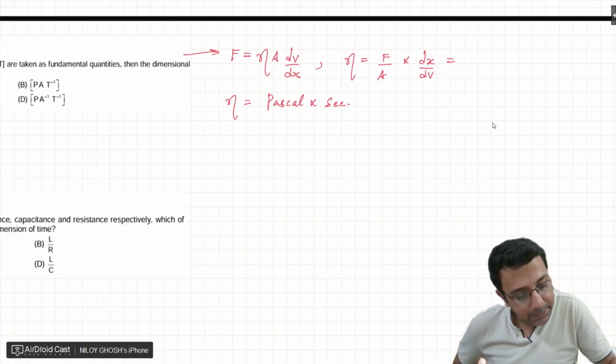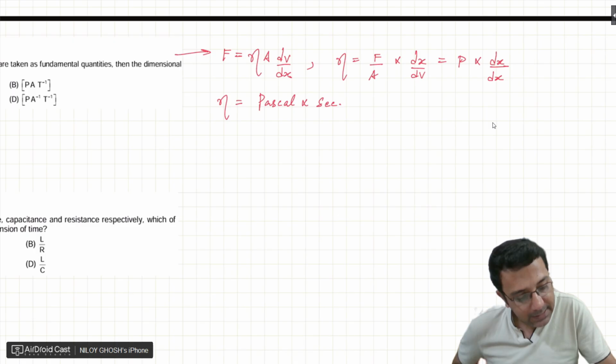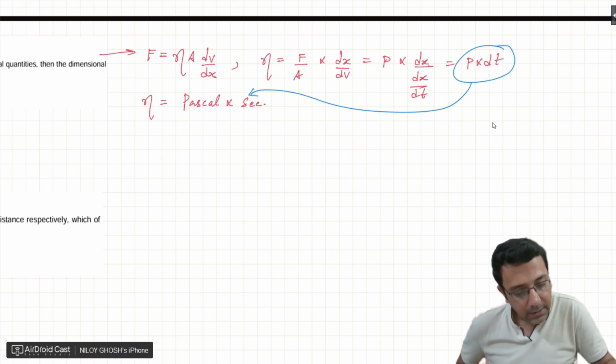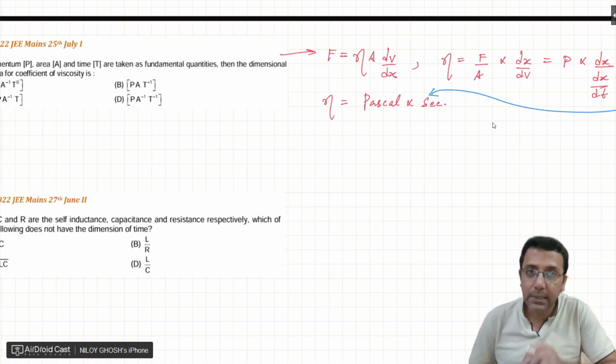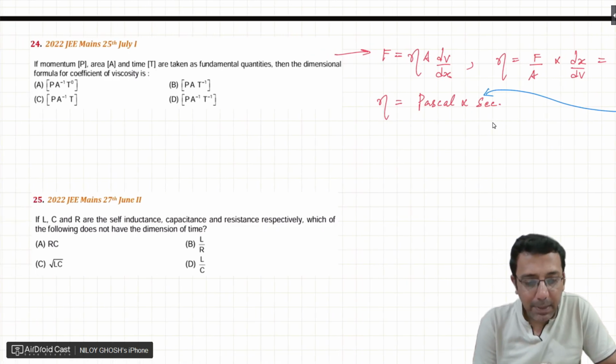So F by A is pressure, that is Pascal, and into dx divided by dv, so it's the length unit, meter per second, dx by dt. So it goes on the top, and this becomes P into dt, that is why Pascal into seconds. So it has come like this. I'm just skipping those steps and writing directly eta equal to Pascal into second.